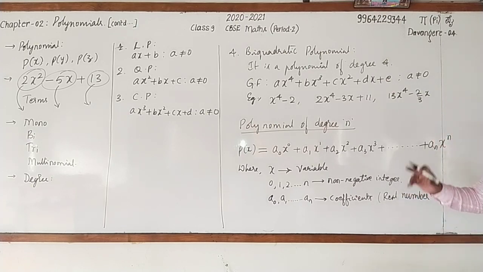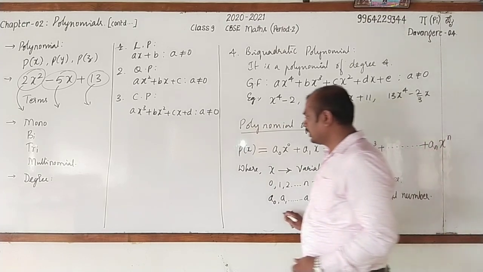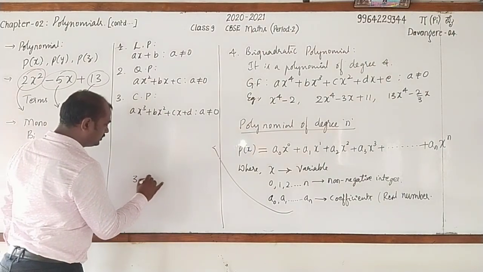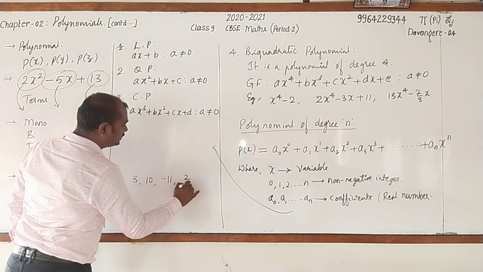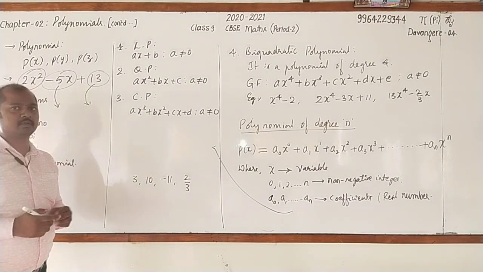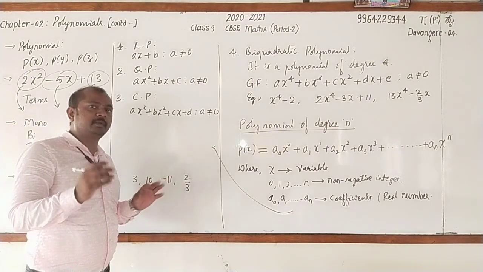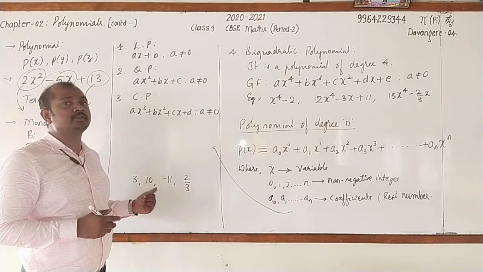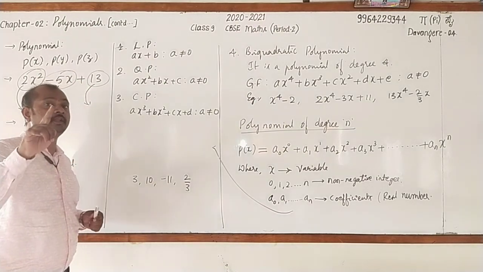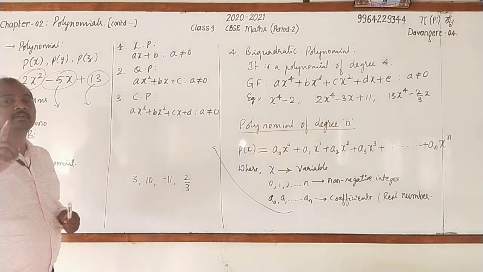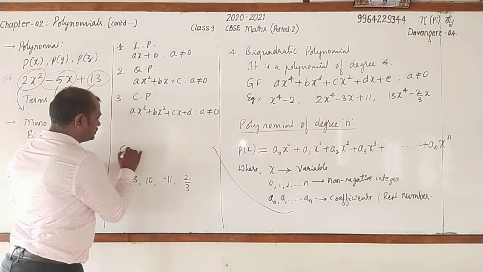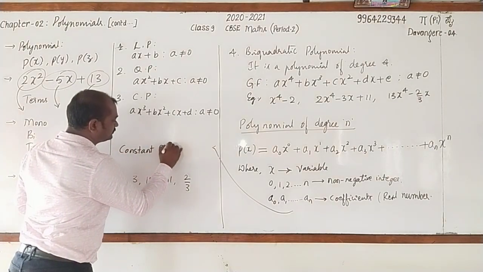Next. Dear students, I will give you one more piece of information. I am going to write some polynomials. Observe them. It is 3, 10, minus 11, 2 by 3. Do you call them real polynomials? Of course. Any number may be there, and that is also a polynomial. Then what about its degree? Its degree is 0. What do you call a polynomial of degree 0? Yes, it is called a constant polynomial. Here I write constant polynomial.